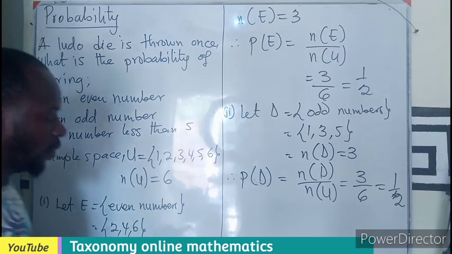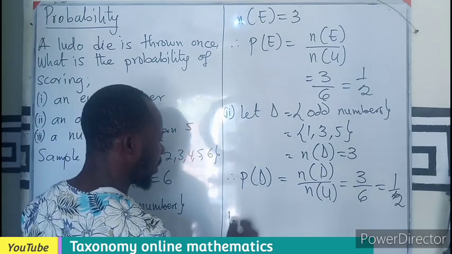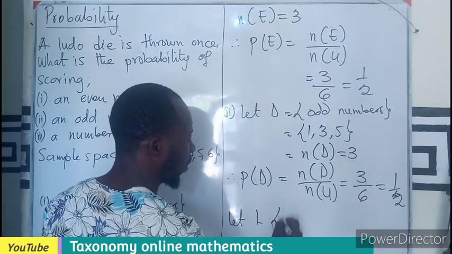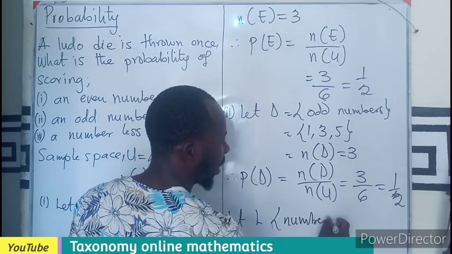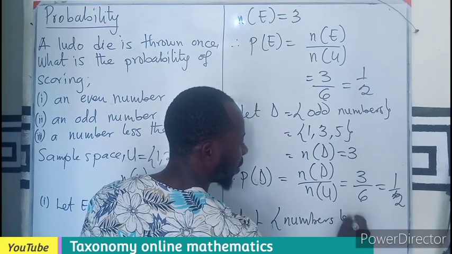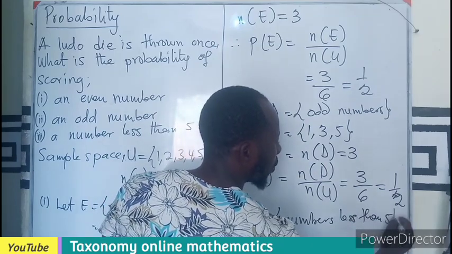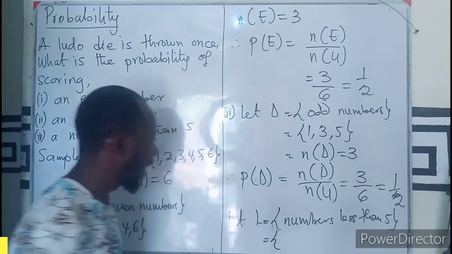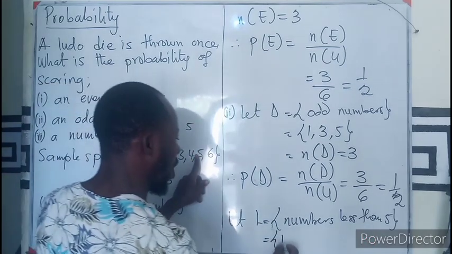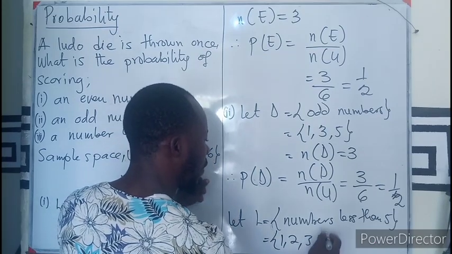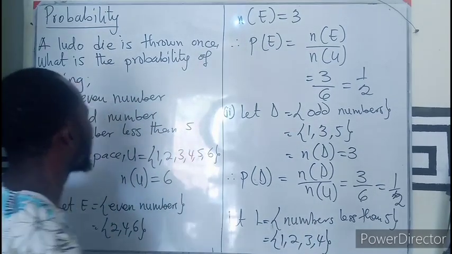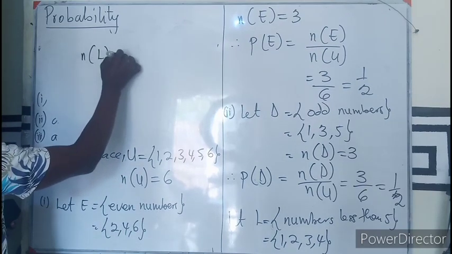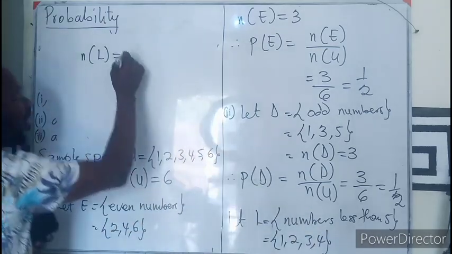Alright, so the final one is a number less than 5. So we can also say, let L represent the set of numbers less than 5. If that's the case, we need to have those numbers that are less than 5. Here will be 1, 2, 3, 4. These numbers are less than 5. Therefore, we need to know the number of L, which will be 1, 2, 3, 4. There are 4.